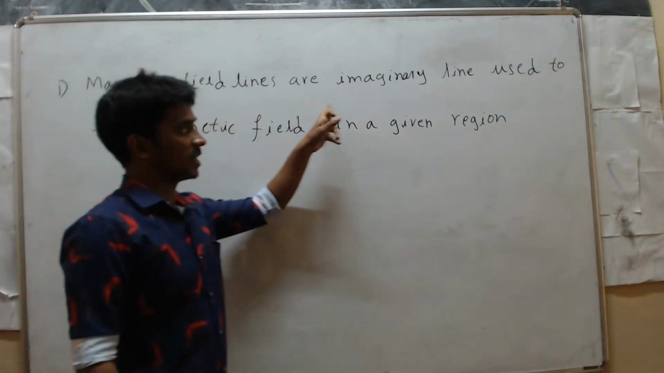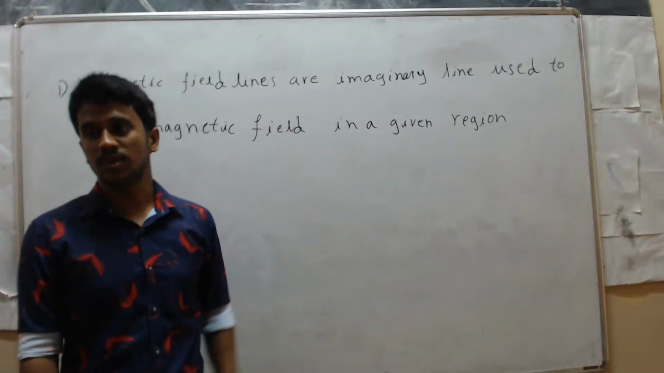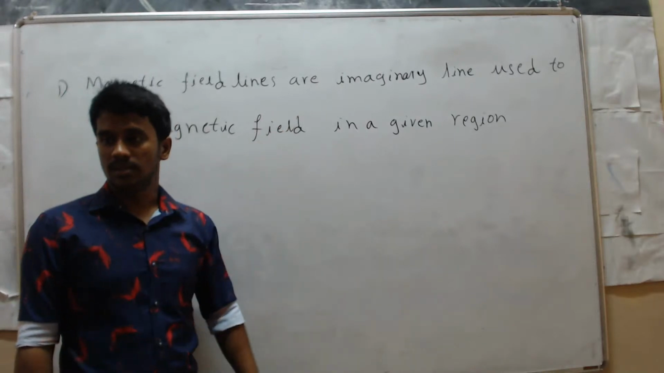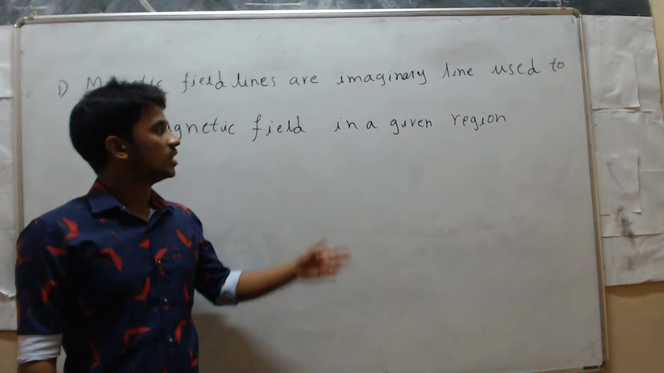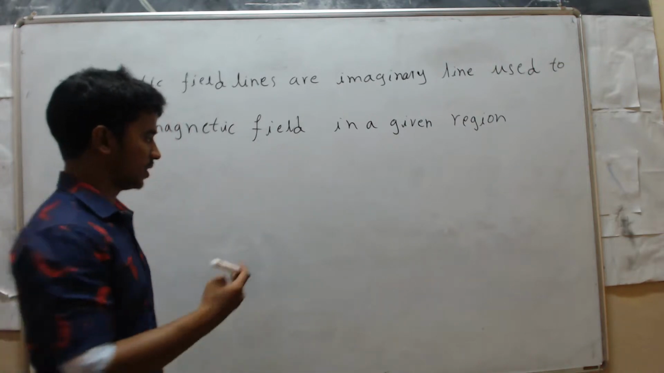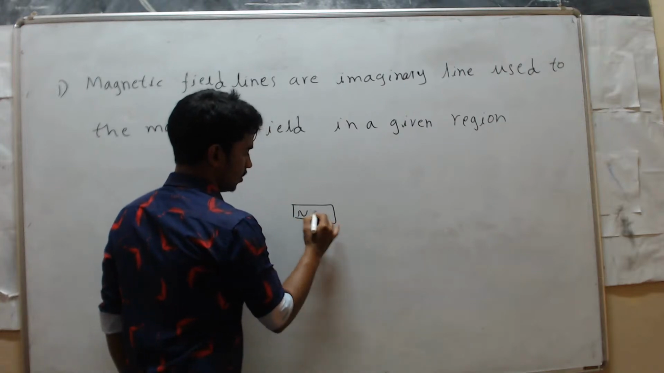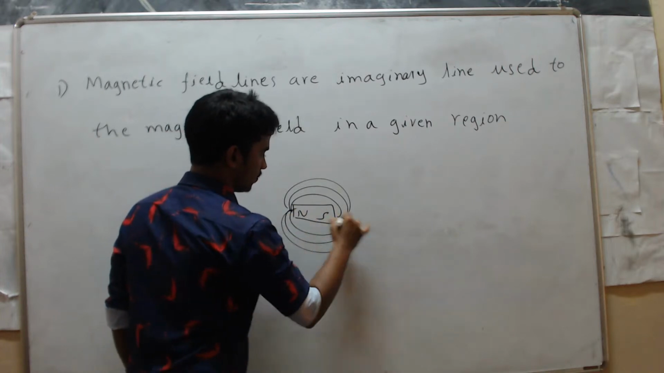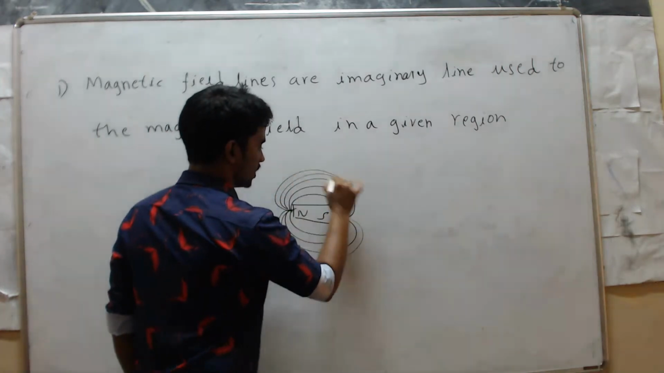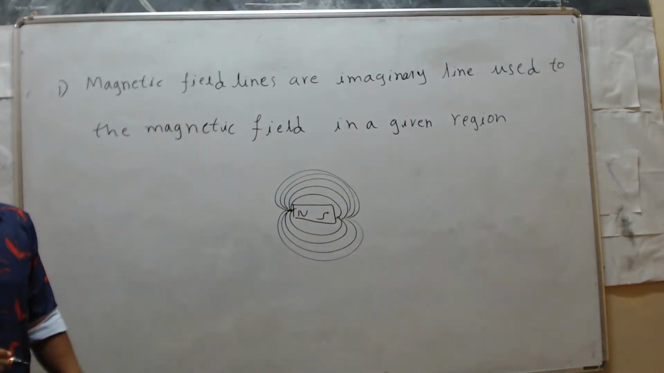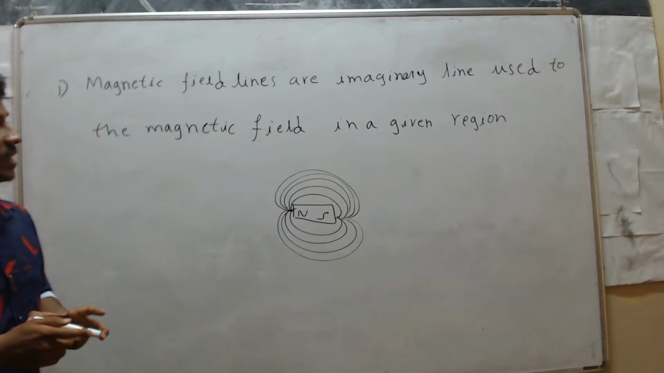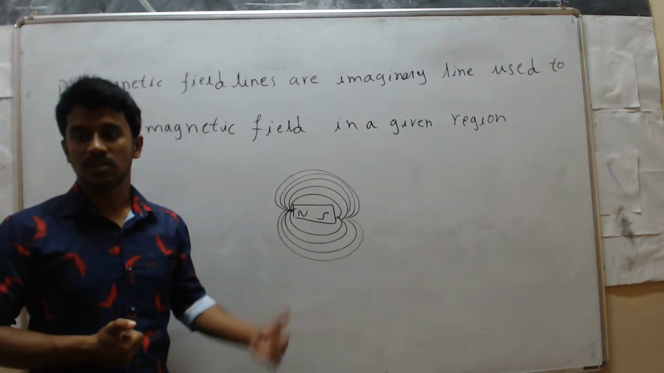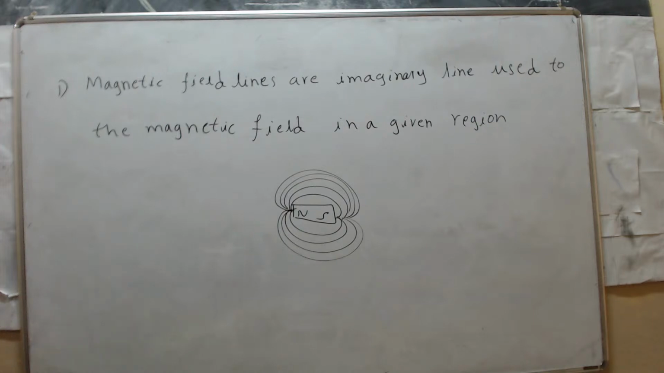Magnetic field lines are imaginary lines. So we can't see those imaginary lines. But when you put some iron filings over the bar magnet, then you can see them. Already you have seen, right? North, south. When you put iron filings, all the iron filings arrange in this order. Actually these lines are imaginary lines, and we use them to show the magnetic field in a given region. So this is the first property: magnetic field lines are imaginary lines used to show the magnetic field in a given region.